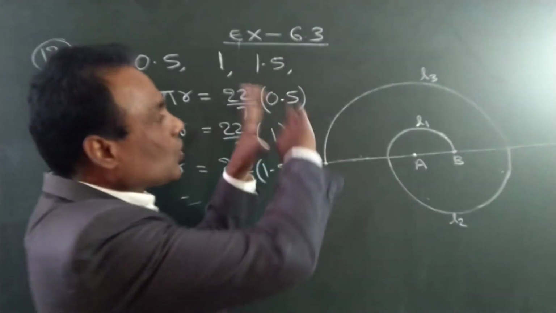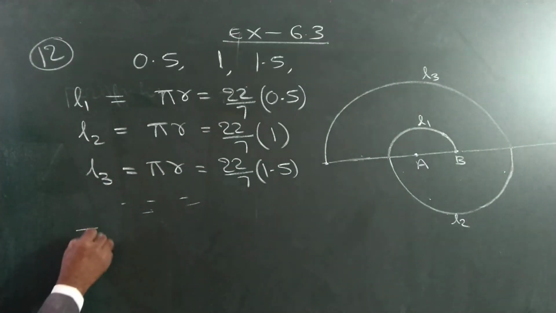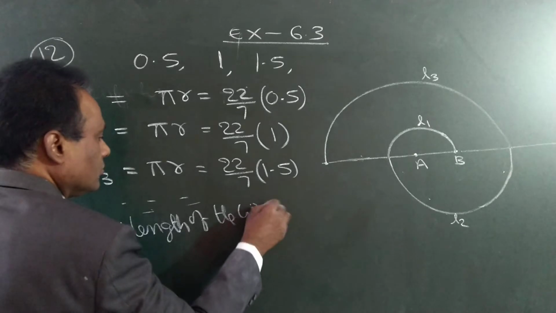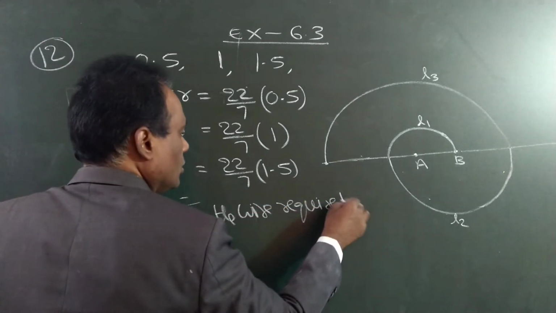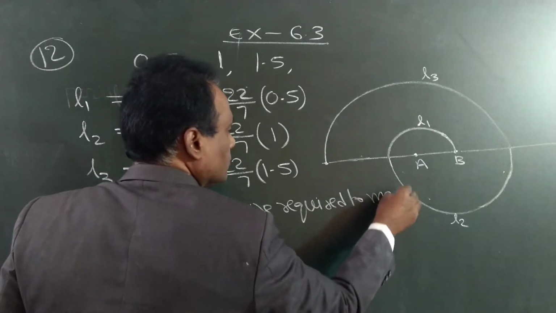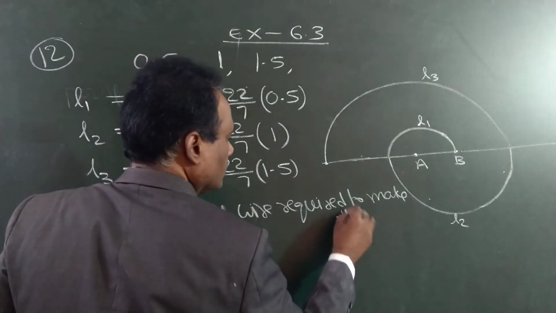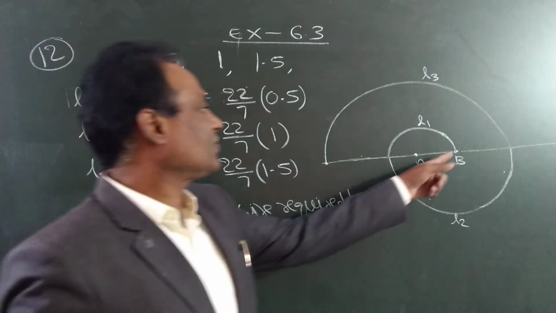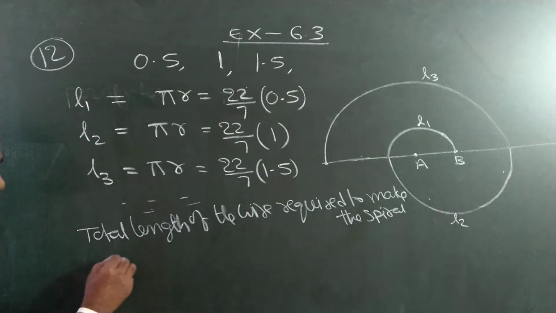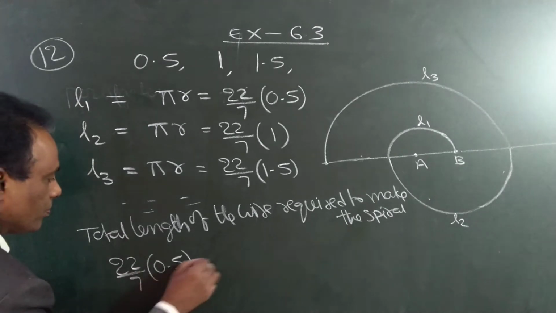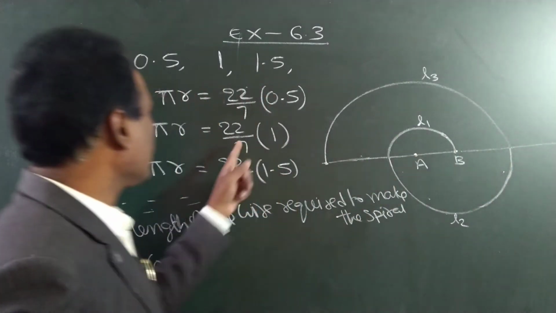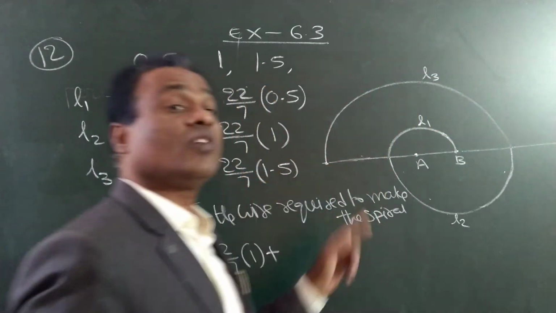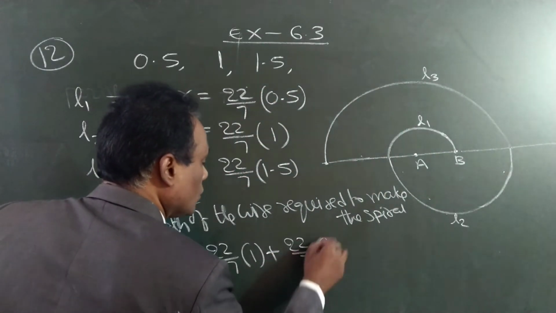What is the question? What is the total length of the wire required to make this total spiral? See here students, don't write. We have to add all these lengths. First semicircle, how much wire is required? 22 by 7 into 0.5, plus. Second semicircle, how much wire is required? 22 by 7 into 1, plus. Third semicircle, how much wire is required? 22 by 7 into 1.5.